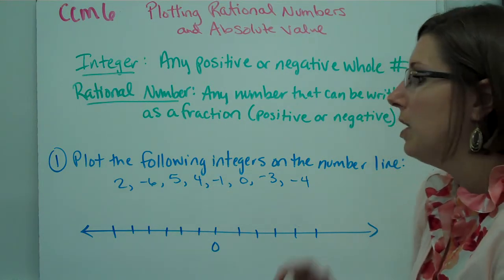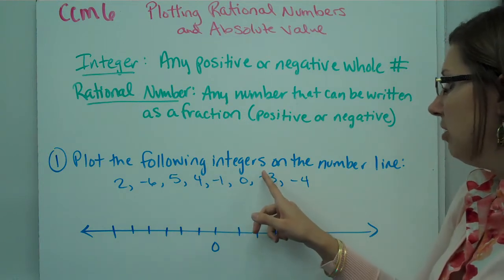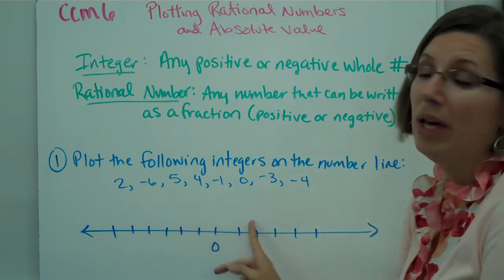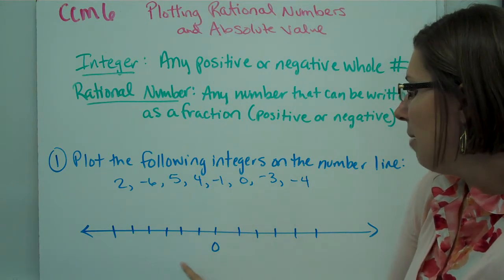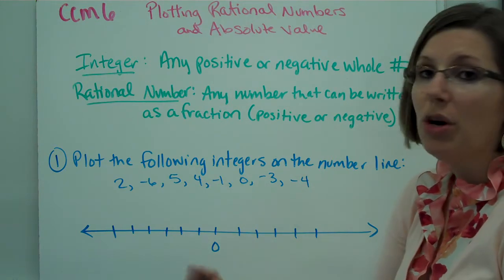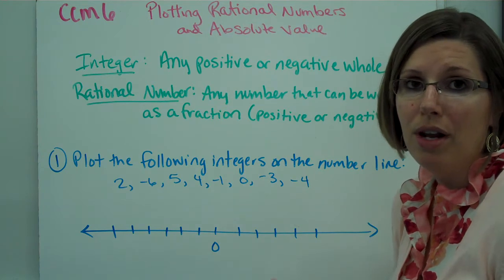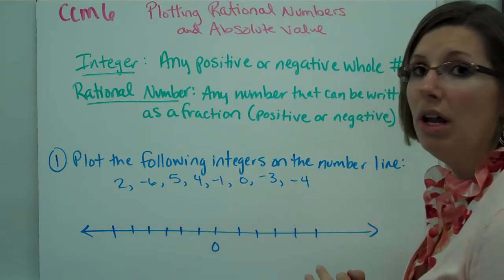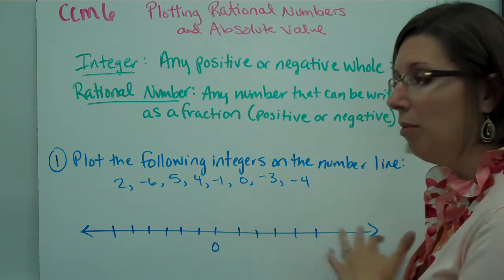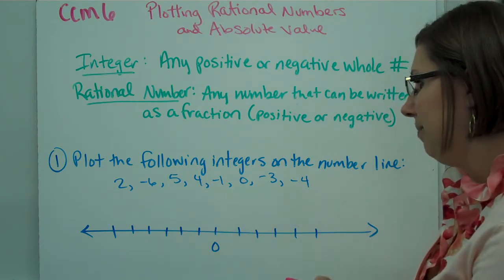First, we're going to plot just some basic integers on the number line, just so you get comfortable. It says plot the following integers on the number line. Notice we have positive and negative whole numbers. So I've got my number line and 0, but I need to go through and label the numbers down here. Not these numbers, but the counting numbers and the whole numbers that I'll be plotting.